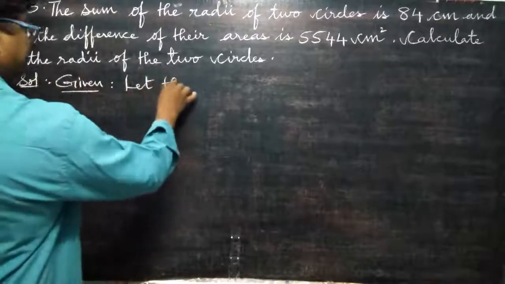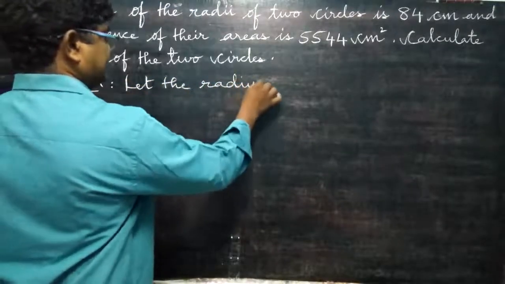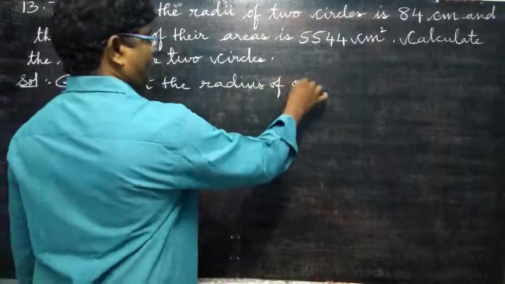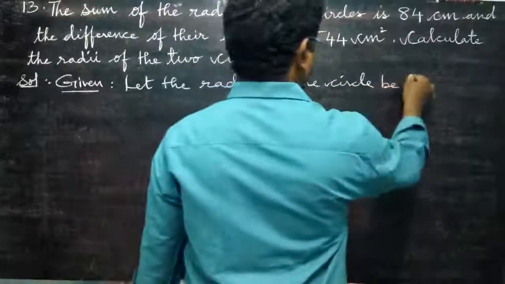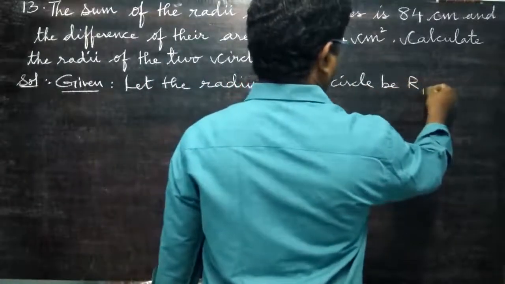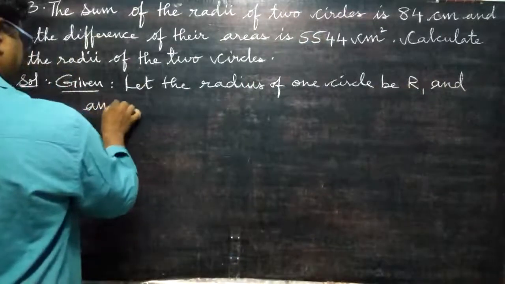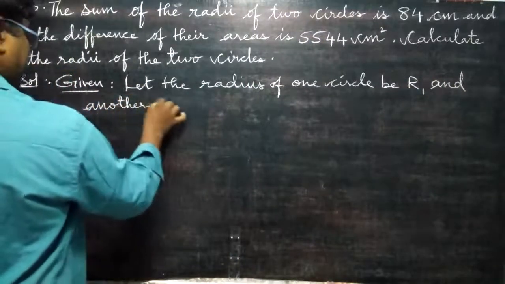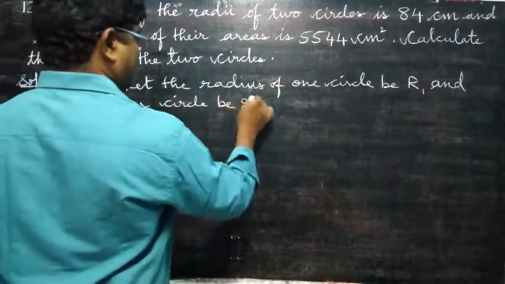Let the radius of one circle be capital R1 and another circle be R2.